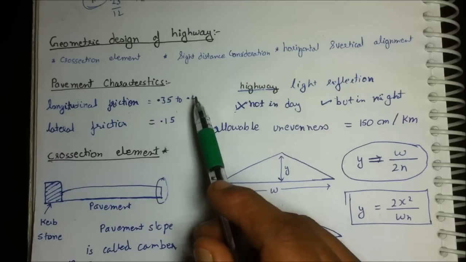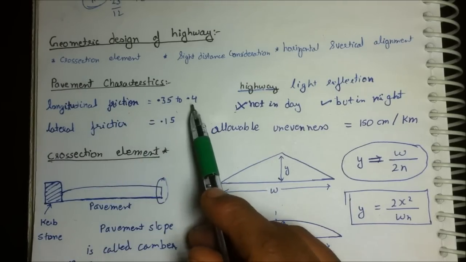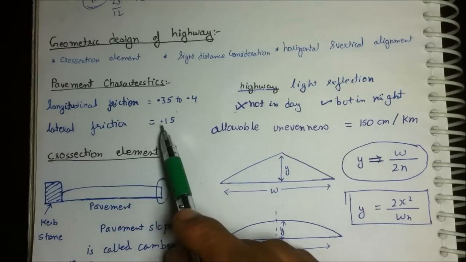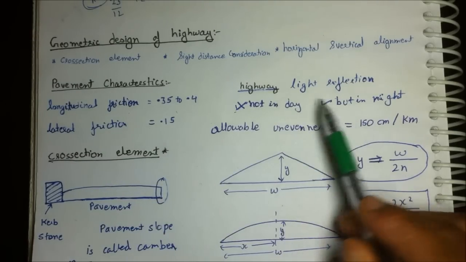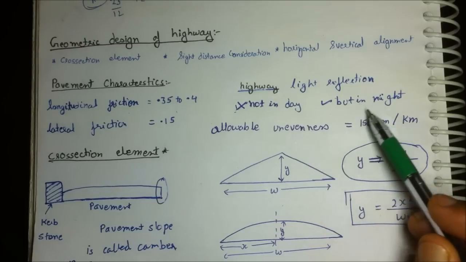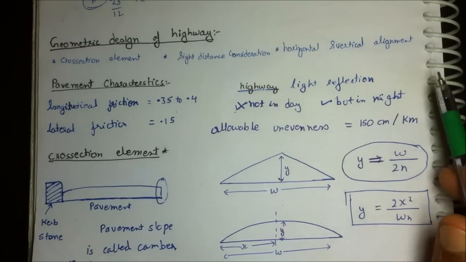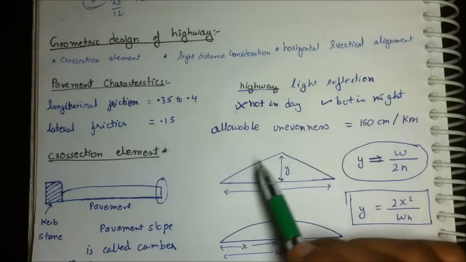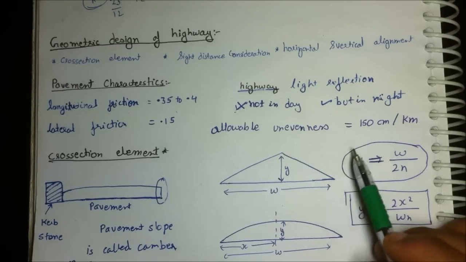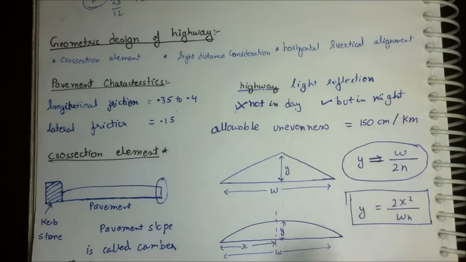Pavement is the uppermost layer of the highway, in which longitudinal friction is taken to be 0.35 to 0.4 and lateral friction is taken to be 0.15. The highway should not be a light reflecting one in day but a light reflecting one in night. So we design the highway with black topping and white margins. White margins reflect in night. Now, the allowable unevenness in the highway should not be greater than 150 centimeter per kilometer.